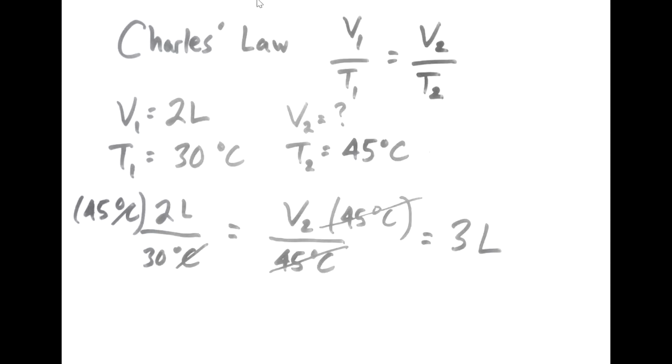what if instead of solving for V2, which is on the top, what if we were solving for a temperature, T1 or T2? If that's the case, we're going to need a slightly different technique. Again, I'm going to give you about 30 seconds to copy down this problem on your piece of paper, and then I'm going to do a different Charles' law problem for temperature.